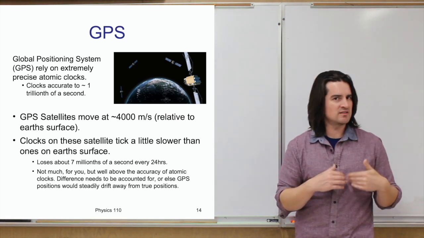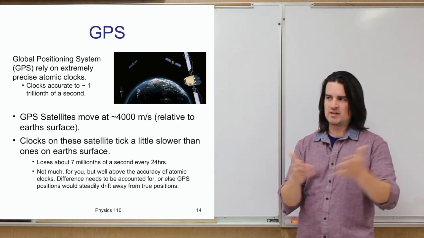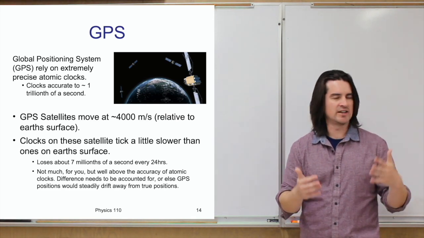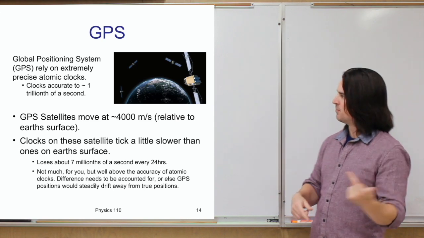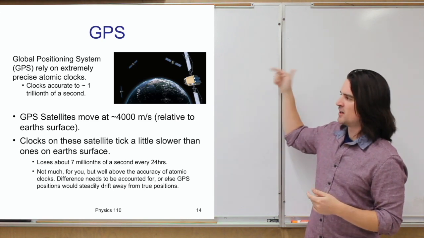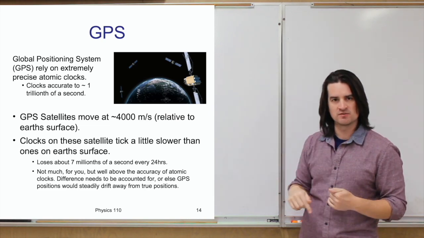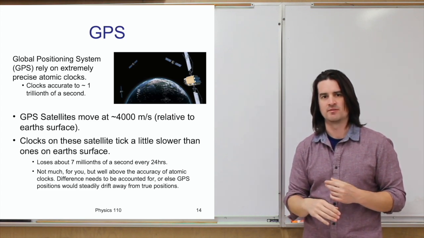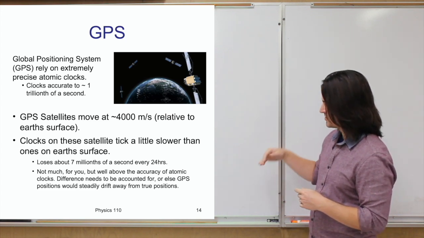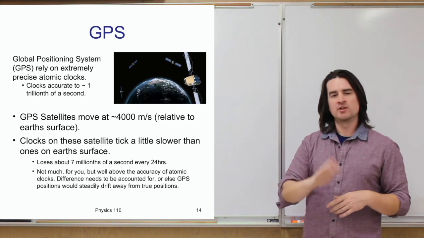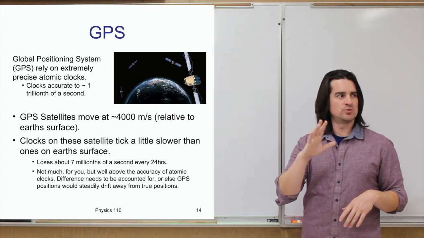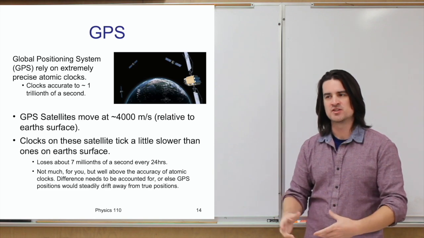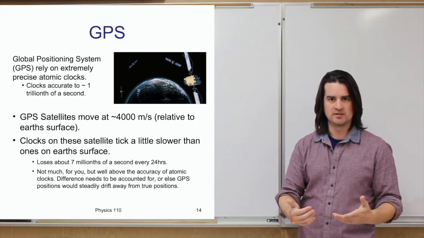And for you and me, that means almost nothing, right? You're never going to experience anything on that scale of 7 millionths of a second. But when you have clocks, and you rely on clocks that are accurate down to a trillionth of a second, that's well beyond that threshold, right? So as it turns out, we need relativity in order to understand why that happens, and then also be able to correct for it, right?